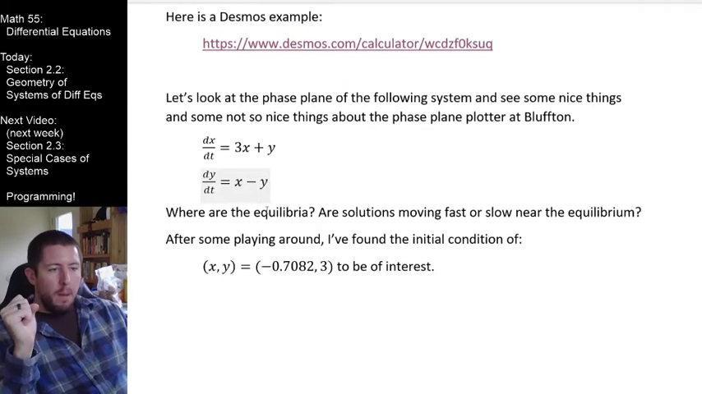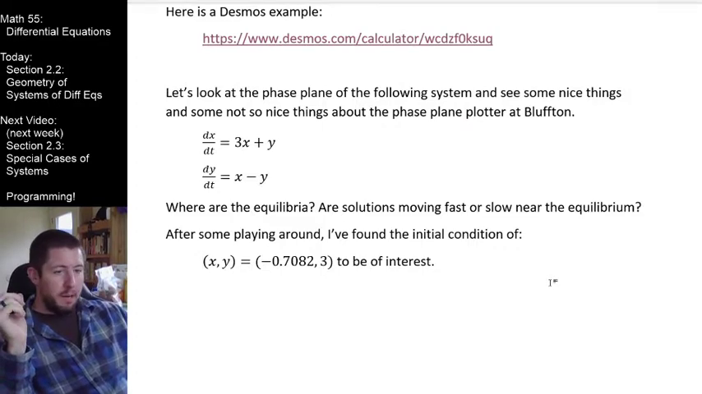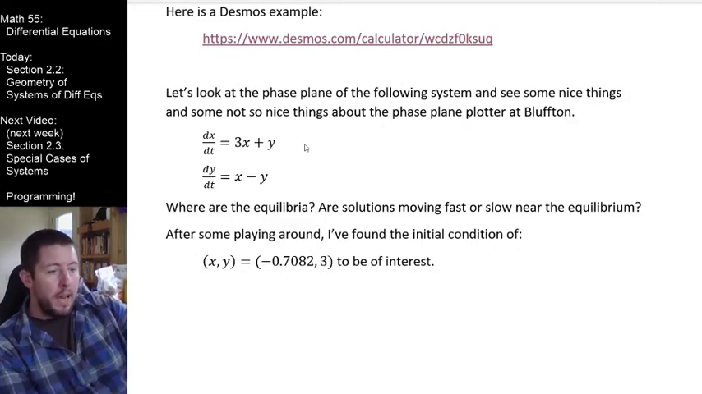So before we do that, I just want to ask real quickly, where are the equilibria for this system? I think I can do that pretty quickly. I can set dx/dt equal to 0 and dy/dt equal to 0 to get this simple system of equations. I can solve this pretty easily.